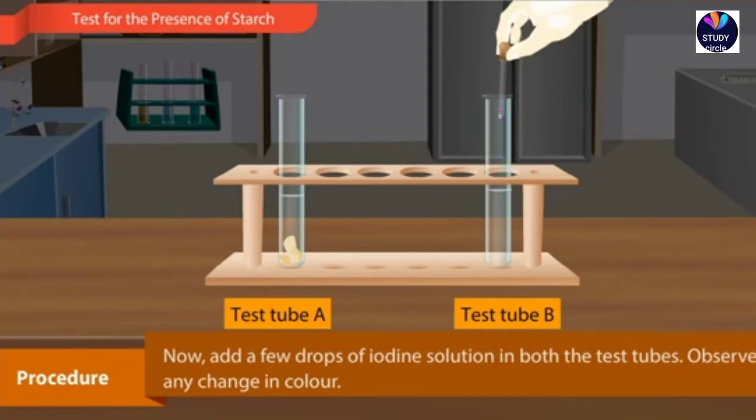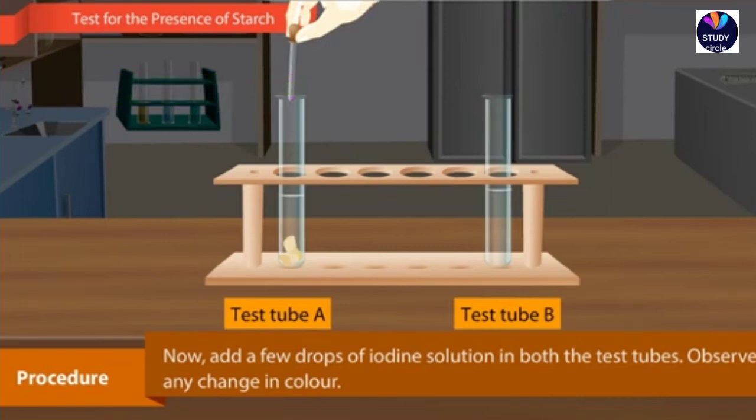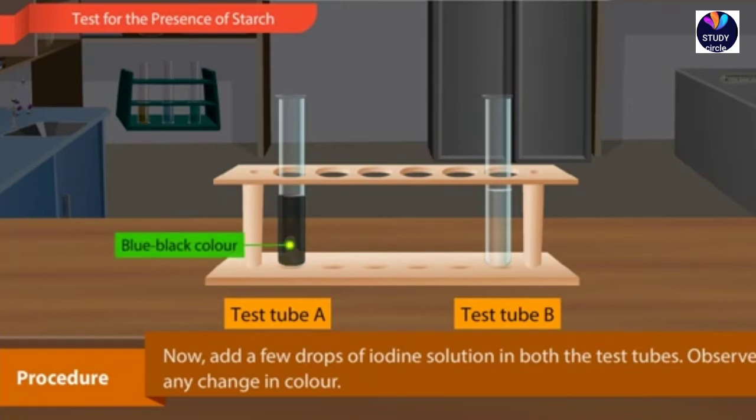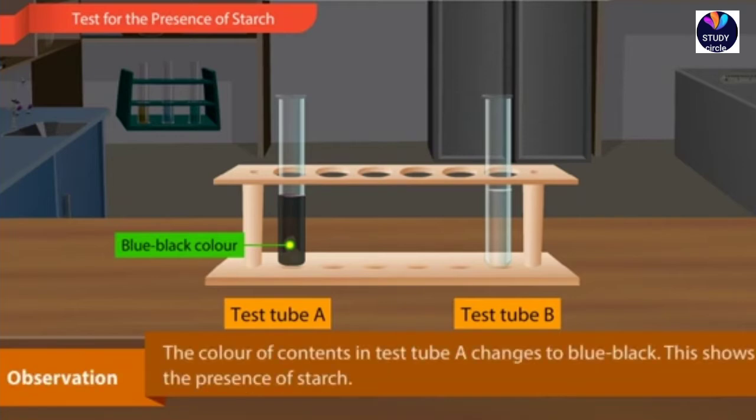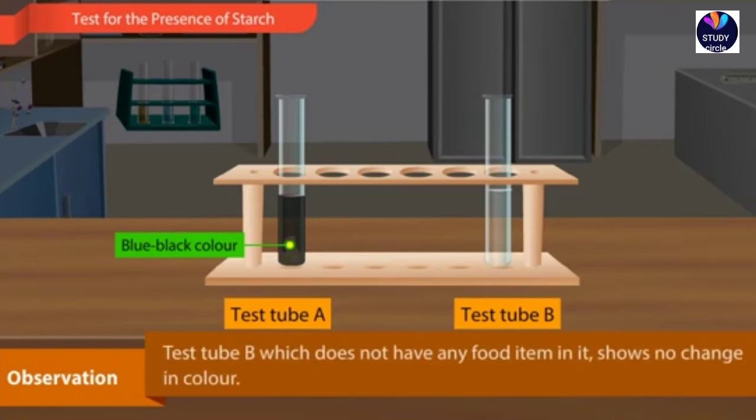Now, add a few drops of iodine solution in both the test tubes. Observe any change in color. Observation. The color of contents in test tube A changes to blue-black. This shows the presence of starch. Test tube B, which does not have any food item in it, shows no change in color.